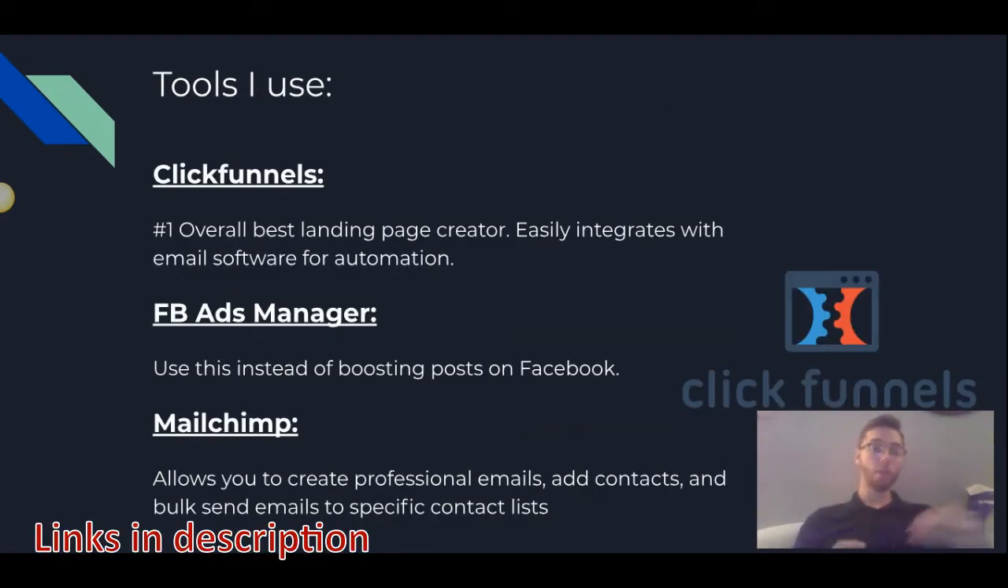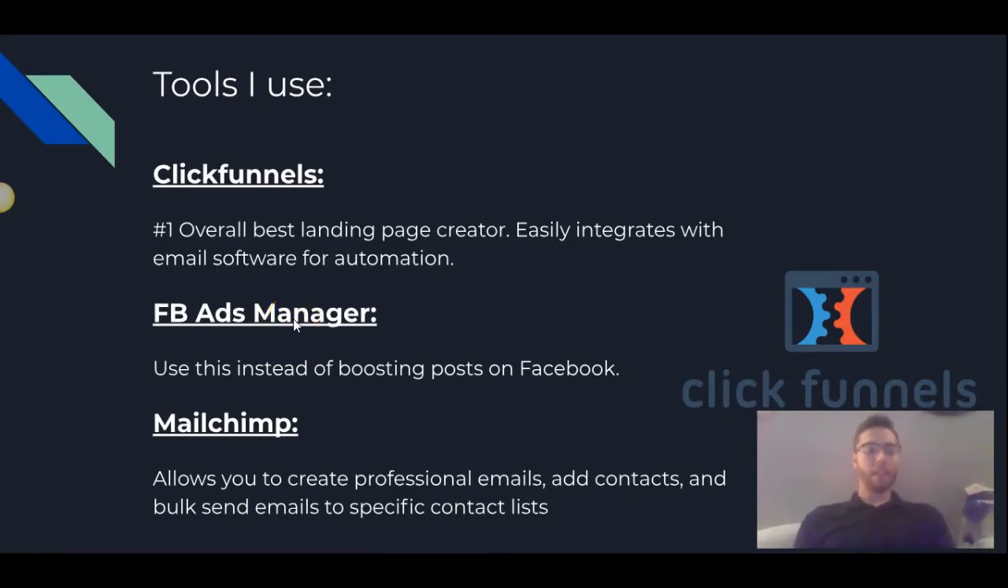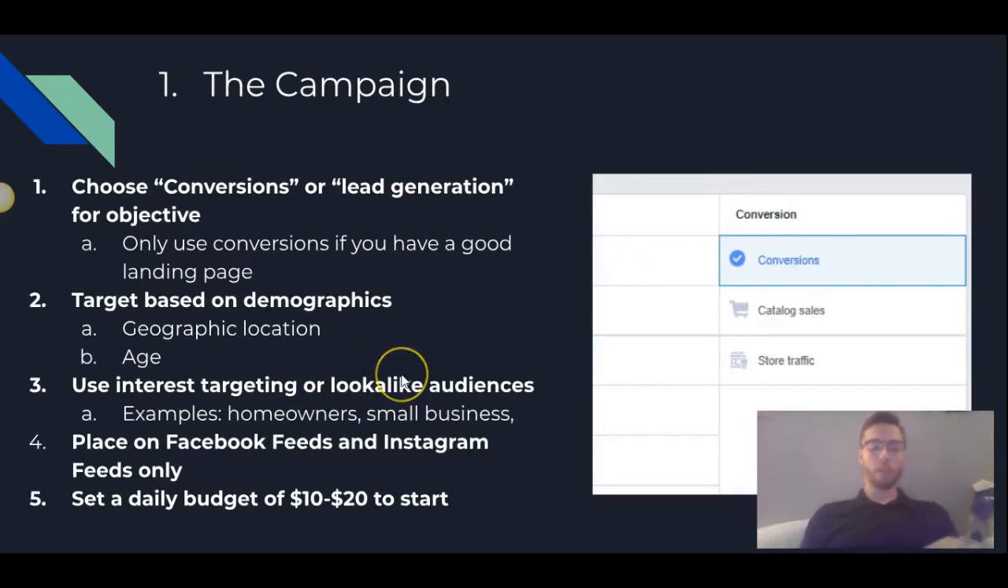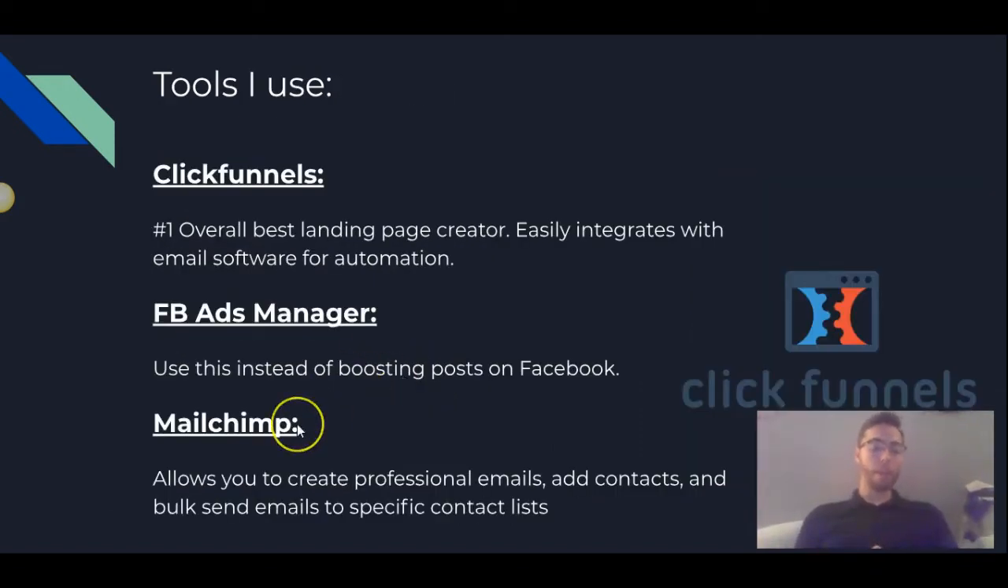So first things first, these are the tools I use. Number one is ClickFunnels. ClickFunnels is the best landing page creator. I don't care what you say. I've tried all the landing page creators. I've tried so many of them, and they don't have as many features as ClickFunnels does. ClickFunnels is easy, and it really is the most high converting landing page creator you can get. Facebook Ads Manager, everyone has access to this. It's completely free. This is where you'll actually boost your posts. I'll show you that in a second. And then, of course, MailChimp. MailChimp is the software I use to send automated emails after they become a client.